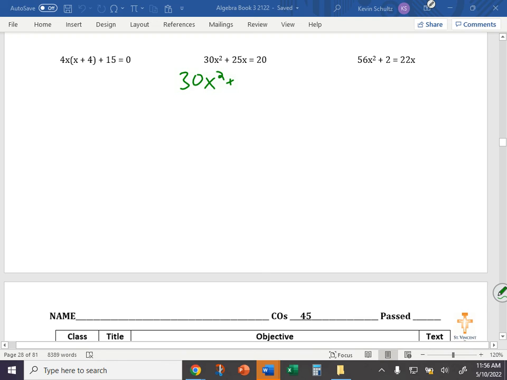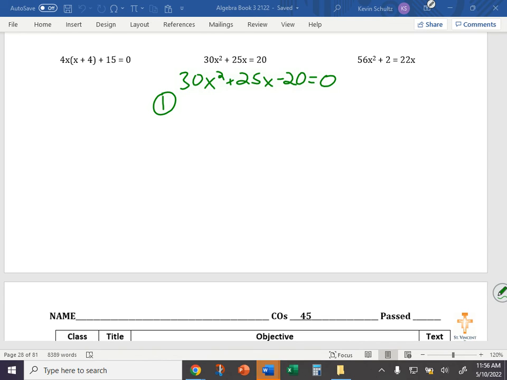So we have 30x squared plus 25x minus 20 equals 0. What can we take out of each term here? This time we do have to do that step 1. Factor out that GCF. Yeah. Take out a 5. Okay? That goes outside of parentheses. And if you take a 5 out of 30x squared, you're left with 6x squared. Take a 5 out of 25x, you're left with 5x. Take a 5 out of negative 20, you're left with negative 4.